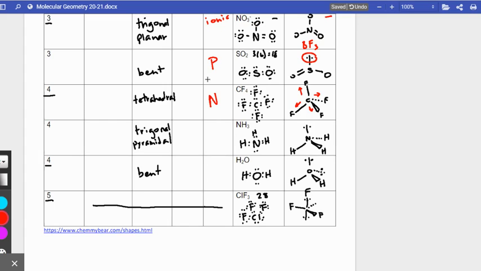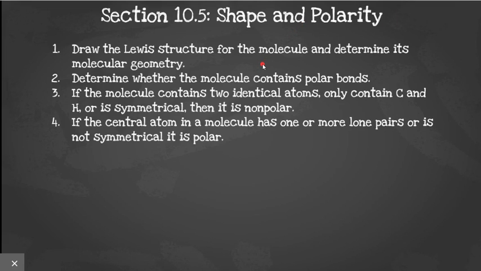For this one, this lone pair automatically makes this polar. We have two lone pairs down here, and water is one of the most polar molecules. This one has lone pairs too, so this would be polar. Okay, so hopefully you got polarity. Let's go back and talk about hybridization.